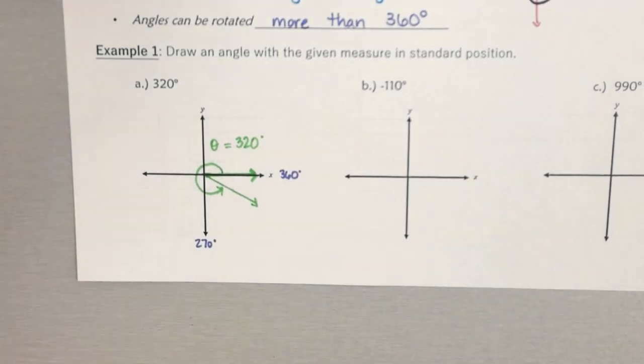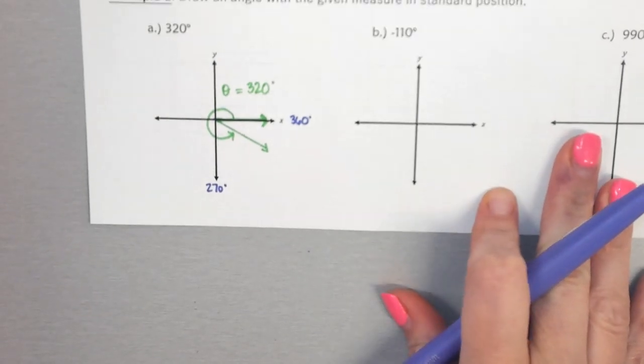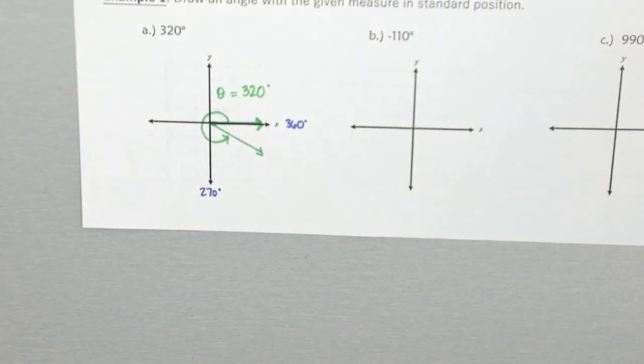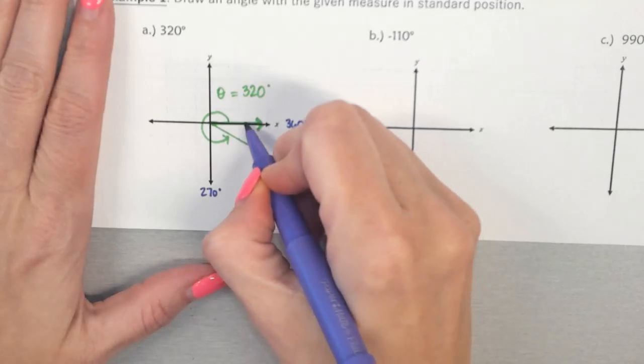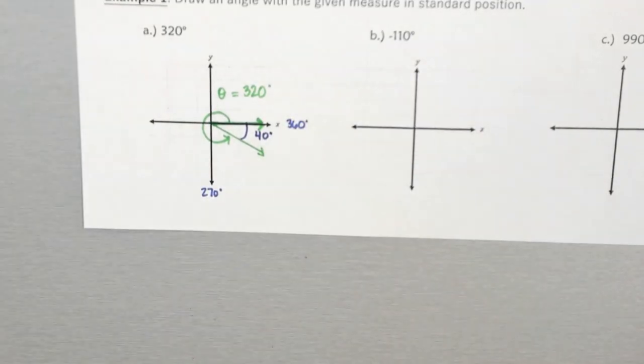Everything I have in green on this, you also have to have. So you have to have an initial side with the arrow. You have to have the terminal side with the arrow. You have to have this little pattern here with the arrow. It starts here, then goes around, and then you have to have theta equals 320. You don't have to have these angle measures in when you're doing it yourself. You don't have to put in that this is 40, but you are welcome to. It's just the stuff in green that I have to see.